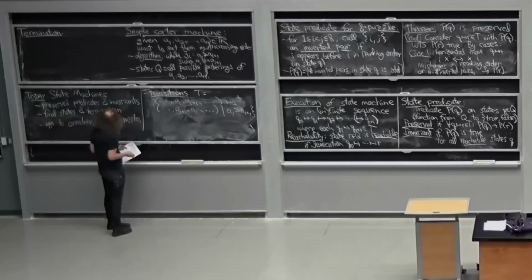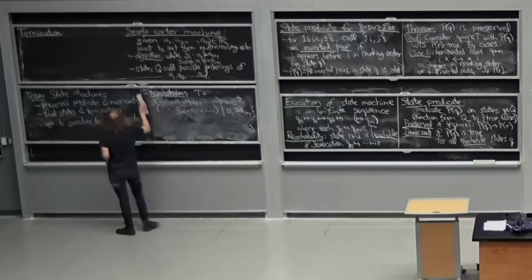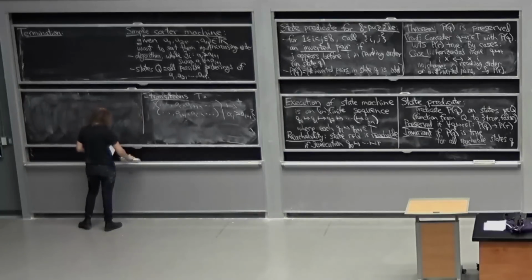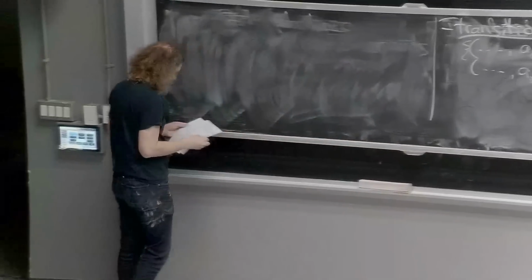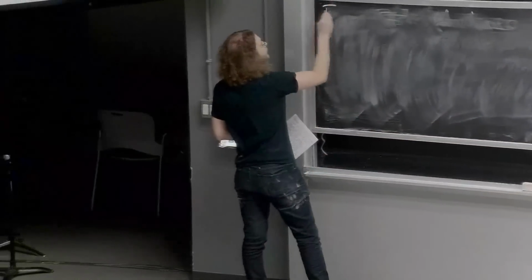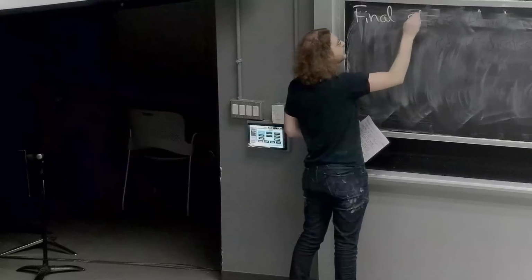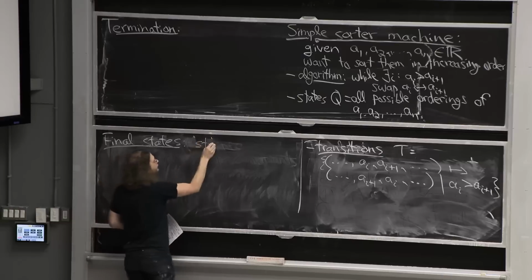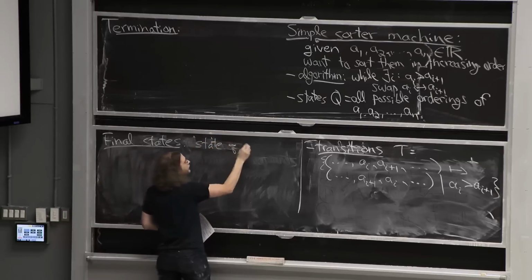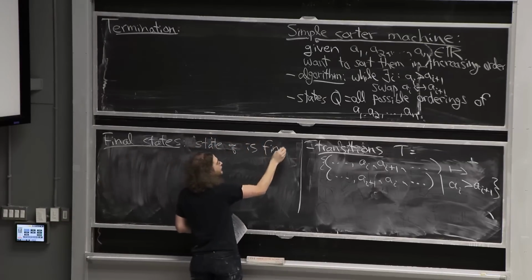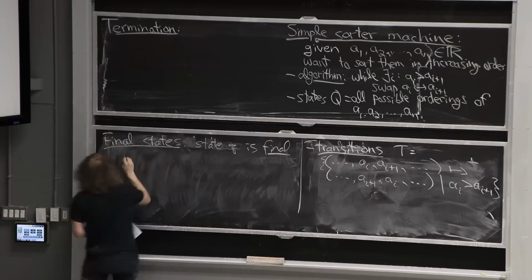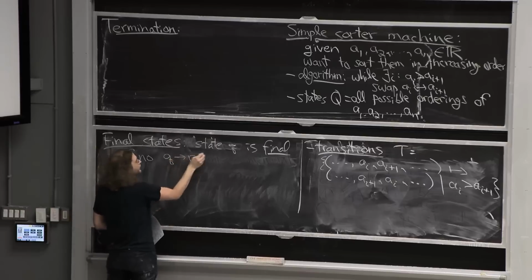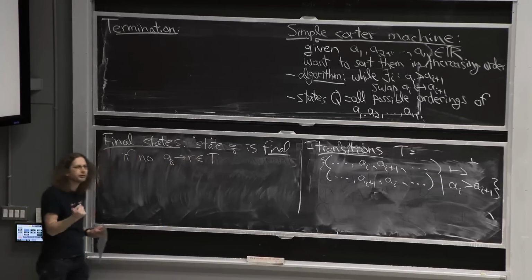Okay, great. Can't anymore. Let's define a tool which is final states. Let's call a state Q final if there's no transition Q to R in T. If there's no transition that starts at Q and goes somewhere.